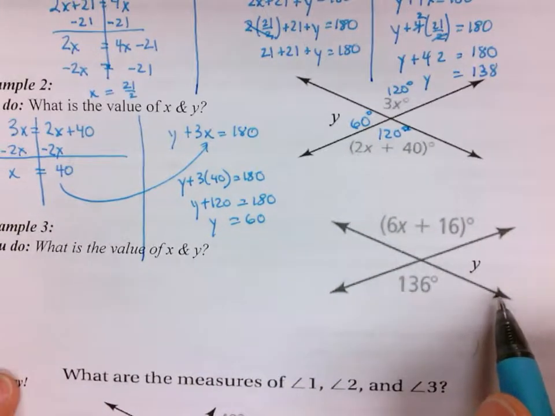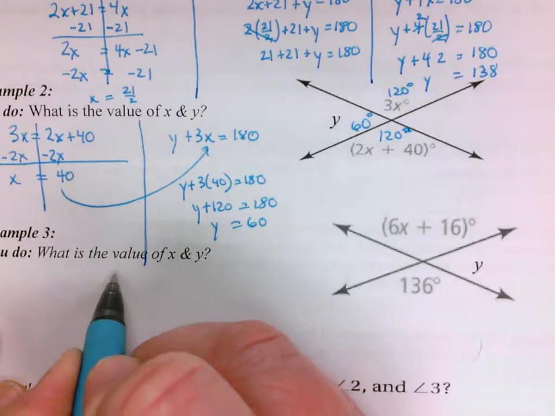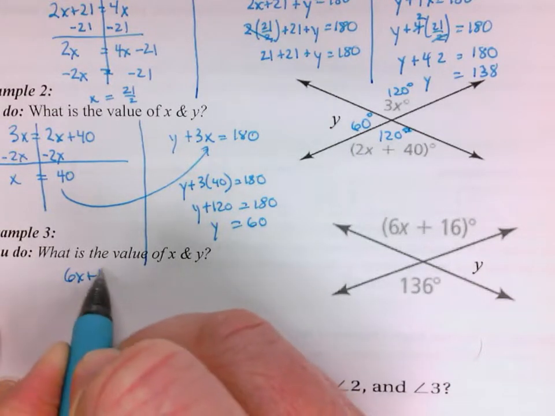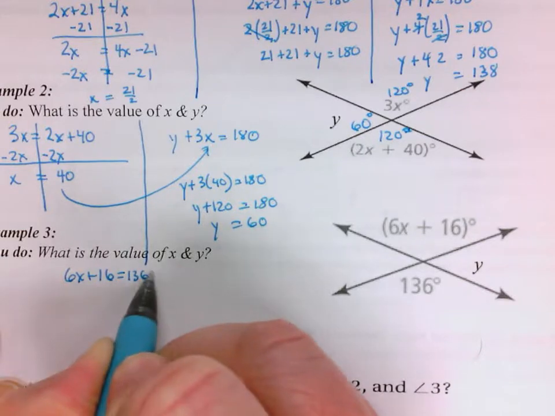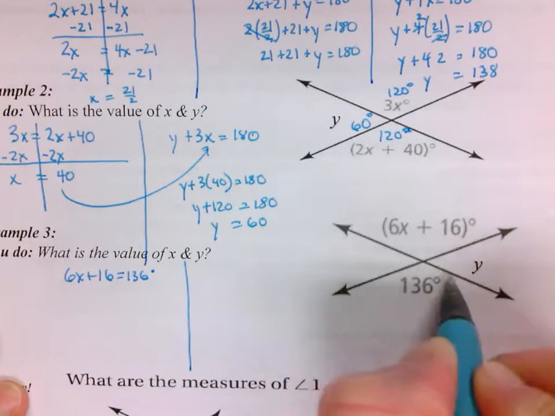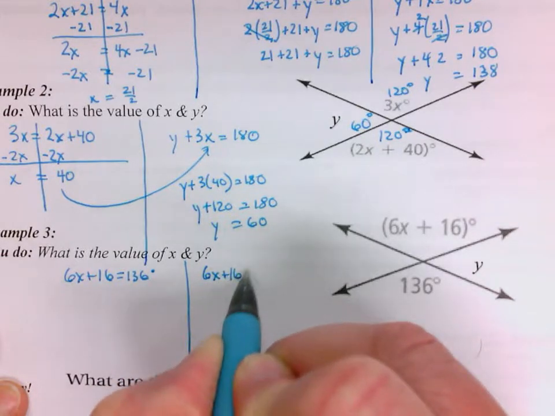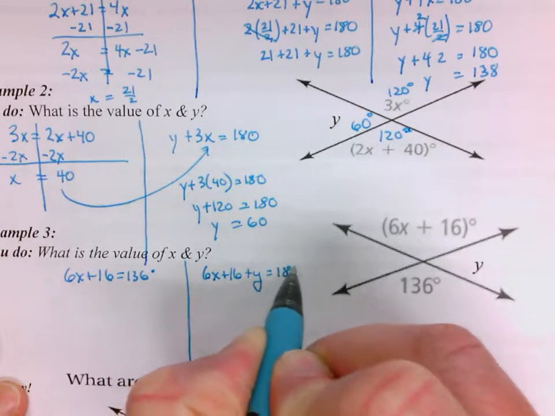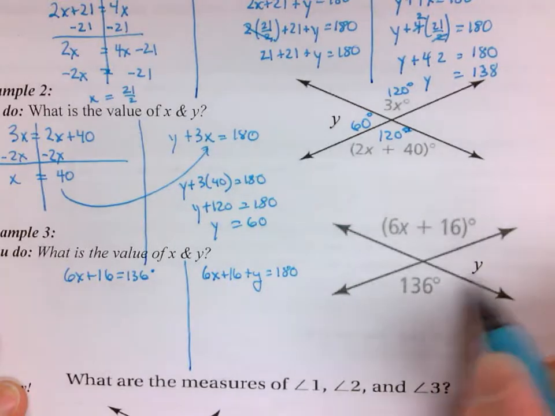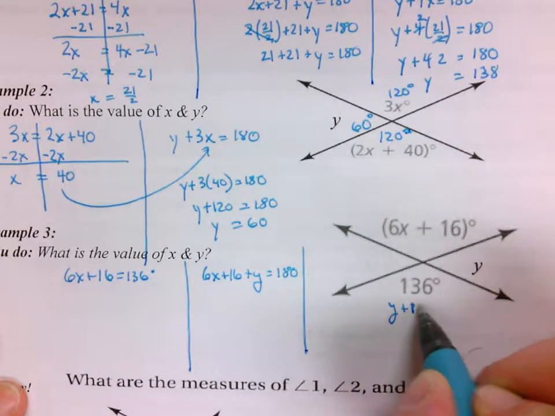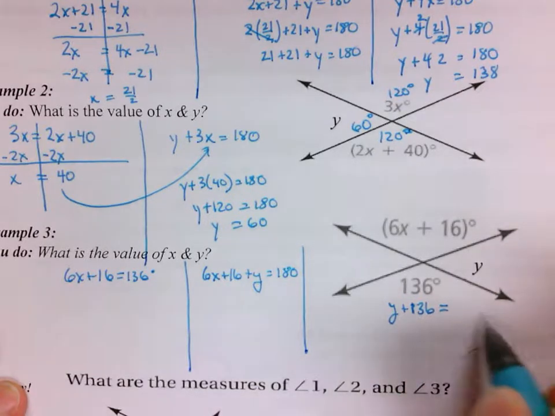Again, same thing here. Stuff that's across from each other, vertical angles, congruent. Adjacent angles, supplementary. You can also do y plus 136 equals 180.